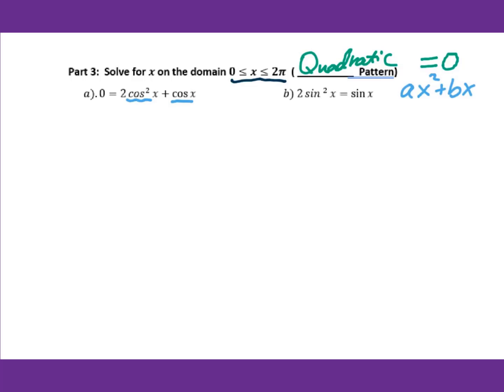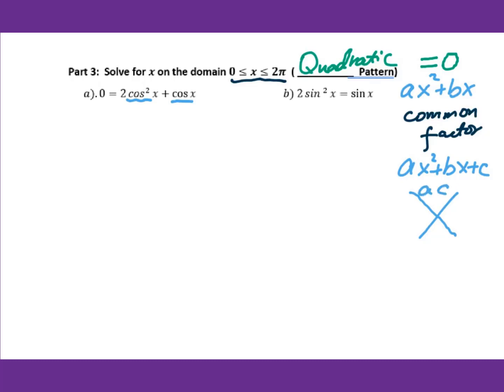So when we have ax squared plus bx, you use a common factor. When you have an ax squared plus bx plus c pattern, you have to use a ninja X: a times c over a, here's b, to factor the quadratic pattern function.